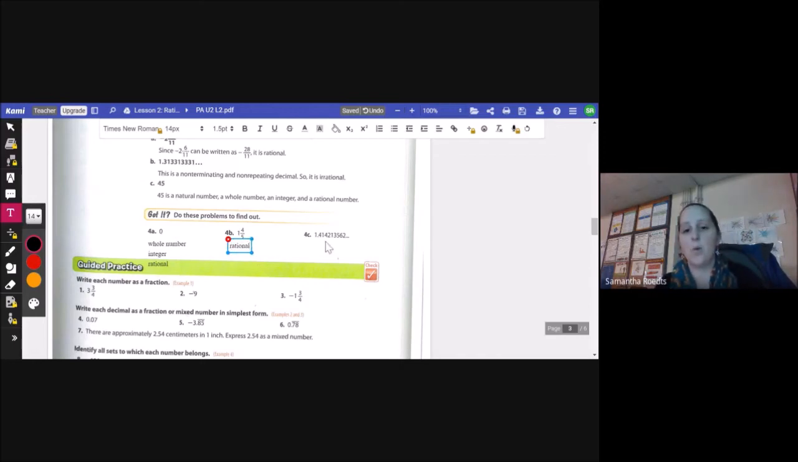And then 1.41421356 is non-repeating and non-terminating, so this is irrational. And that is the end of Unit 2, Lesson 2.